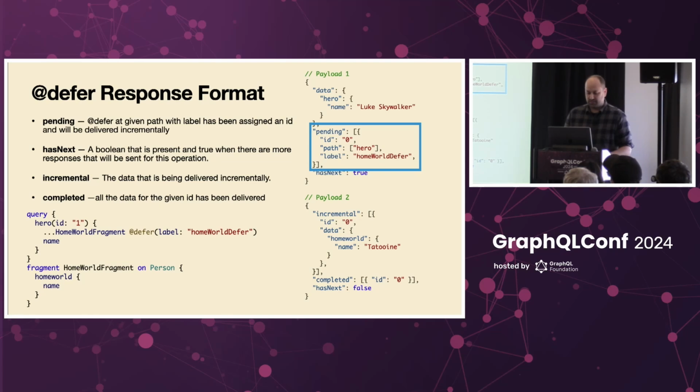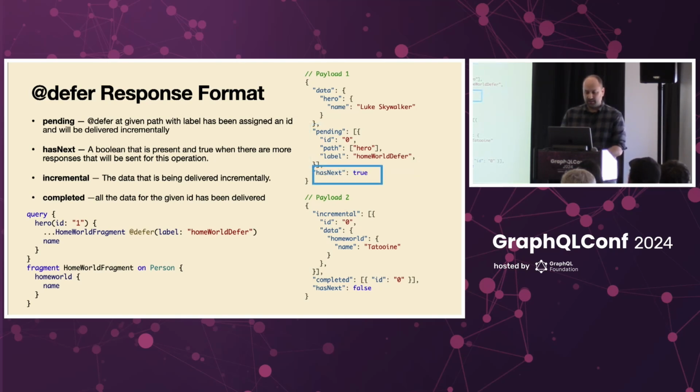On this object, it has a unique ID, and you'll reference that later in other parts of the response. And there is also the path and label from the defer directive. So this is how your client knows which specific defer this is for, based on the label and the path where it appeared. There's another field, hasNext, and this is going to appear on every payload for an incrementally delivered response, and it simply lets you know that you should expect more payloads.